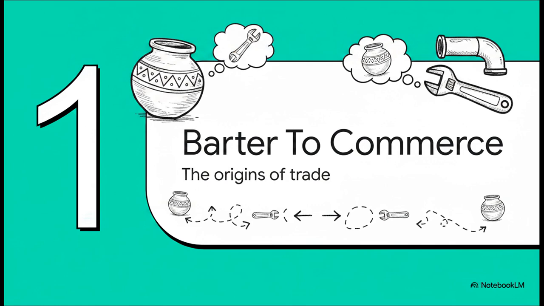Section 1, from barter to global commerce. Now, let's start small. Imagine you are a potter who desperately needs a plumber. Under the early barter system, direct exchange was literally your only option. You'd have to go out and find a plumber who specifically needed your pots, right at that exact moment. It's highly mutually beneficial when it works, but it's incredibly difficult to coordinate.